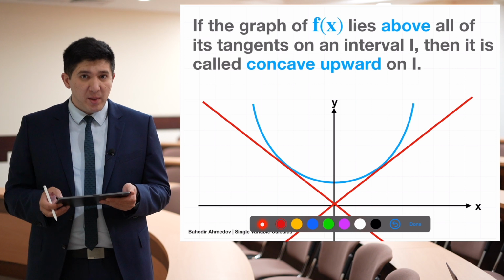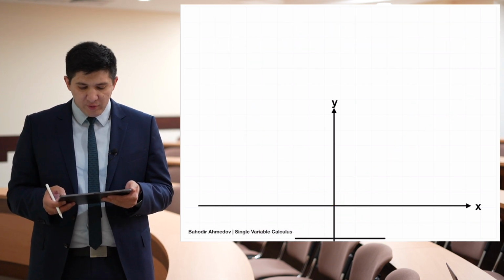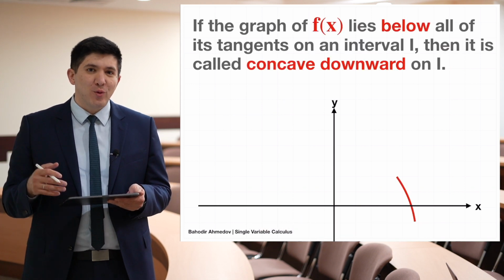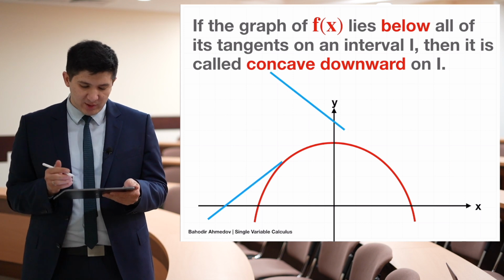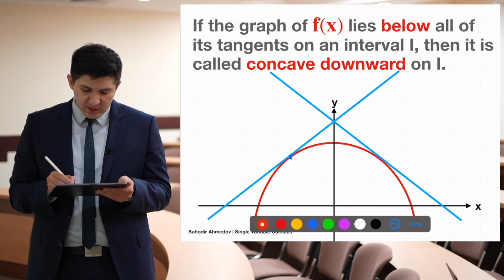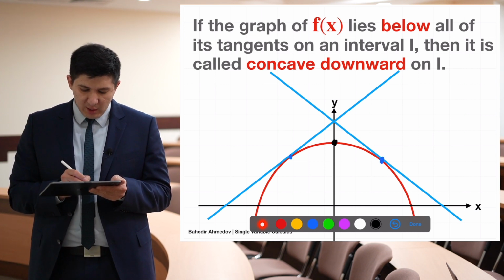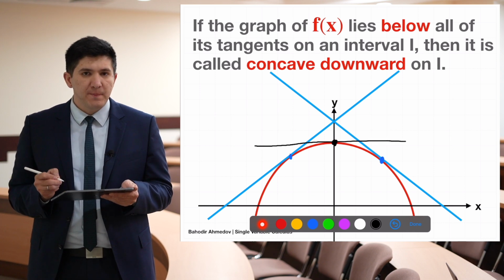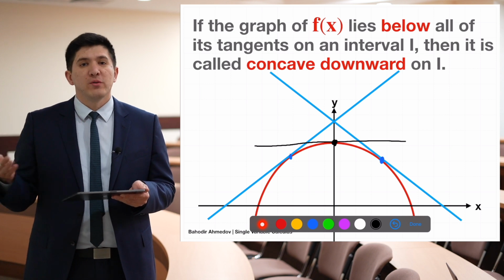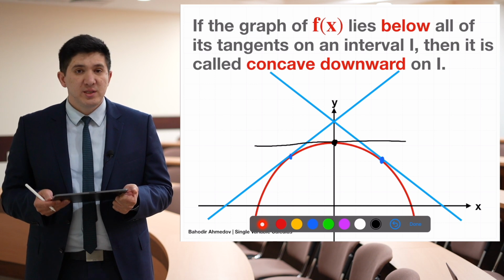At the same time, analogously, I can define concavity downward. The curve is called concave downward if it is below all of the tangent lines. For example, it is below this tangent line at this point, or this tangent line at this point, or even below this tangent line at this point. So the curve is below all of the tangent lines. That is why it is called concave downward.